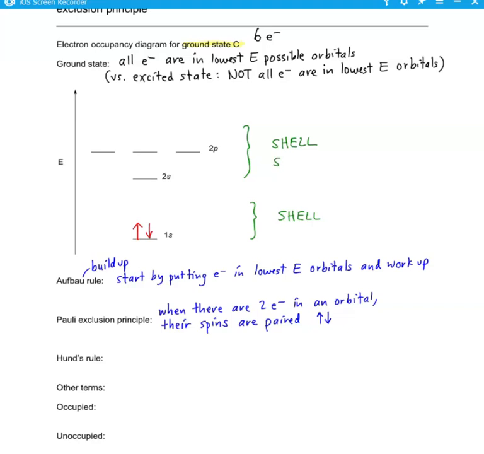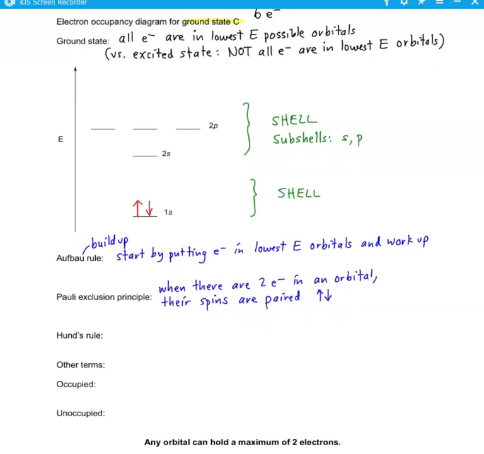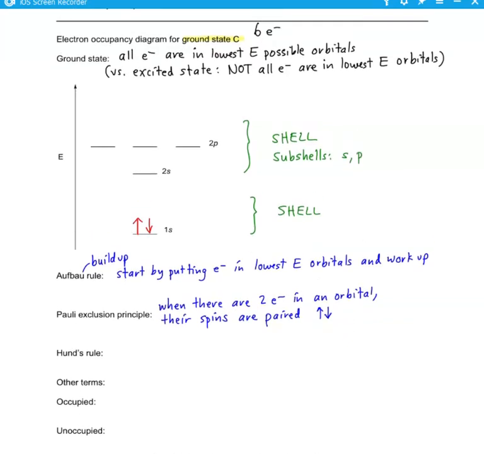Within each shell, you can have subshells. So the subshells are the various orbital types. So in 1s, there's just an s orbital, but in the 2 shell, we have s and p orbitals. Those represent the subshells. So you have this s subshell and the p subshell. Okay, so now let's continue putting electrons into the diagram.